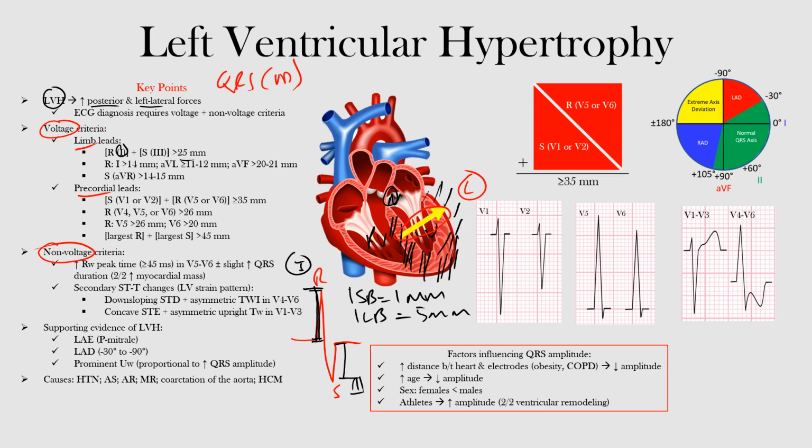Another one is looking at the R wave in lead 1, which should be greater than 14 millimeters. All these have to do with voltage, and these are all with the R wave. The next would be in aVL, if you have an R wave that's greater than or equal to 11 to 12 millimeters. I put those ranges because you'll look at a bunch of criteria, and some will say 11, some will say 12, so 11 to 12 is generally accepted. And then in aVF, 20 to 21 millimeters. That's all with the R wave. Remember, the R wave is the first positive deflection after the P wave.